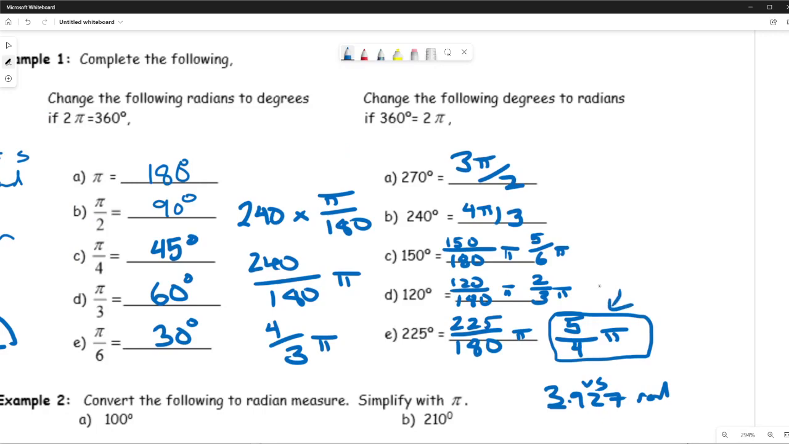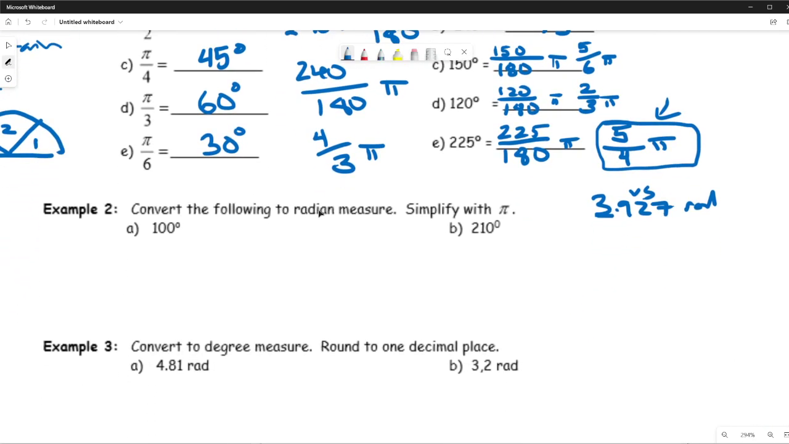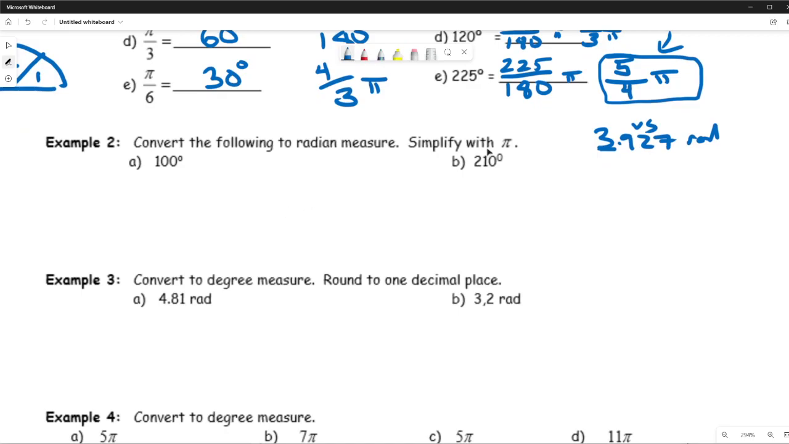Where you're writing it as a fraction of pi. Okay, example 2. Convert the following to radian measure, simplify with pi. Alright, so again, same thing. We're going to do 100 times pi over 180, and we get 100 over 180 times pi. We're going to reduce that. I can divide them both by 20. I get 5 over 9 pi. And that's my answer, right? That's as far as I can go.